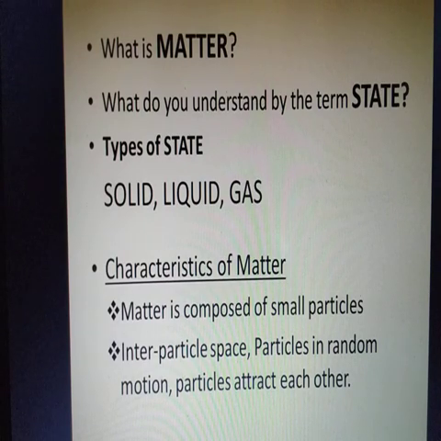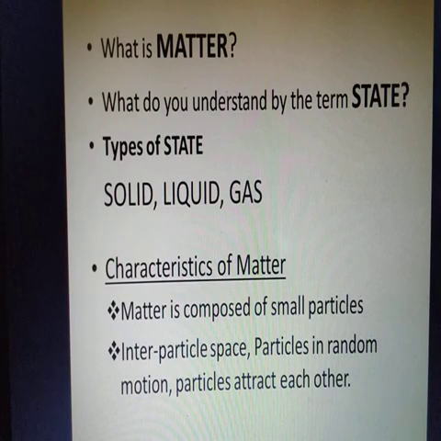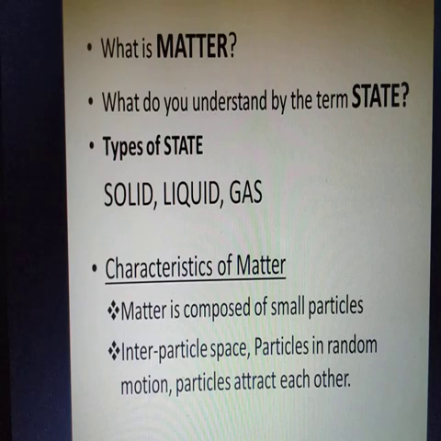Now, when we are talking about matter, it should have certain characteristics, right? What are those characteristics? It is made up of particles. What does particle mean? Whether it's a solid, a liquid, or a gas, it is made up of something. We have termed those things as particles.